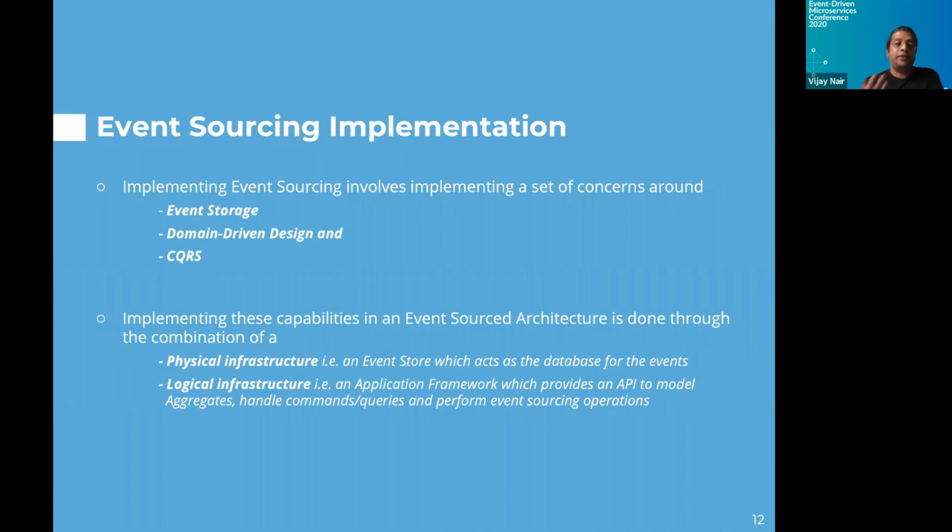Implementation is generally done through a combination of a physical infrastructure as well as a logical infrastructure, in my view. The physical infrastructure is obviously the event store, which acts as the database for the events. The physical infrastructure stores the events. It should have the capability to store these events extremely fast in an append-only fashion. It needs to have the capability to read these events in an extremely fast manner, again centered around what has happened on a particular aggregate for which we're storing these events.